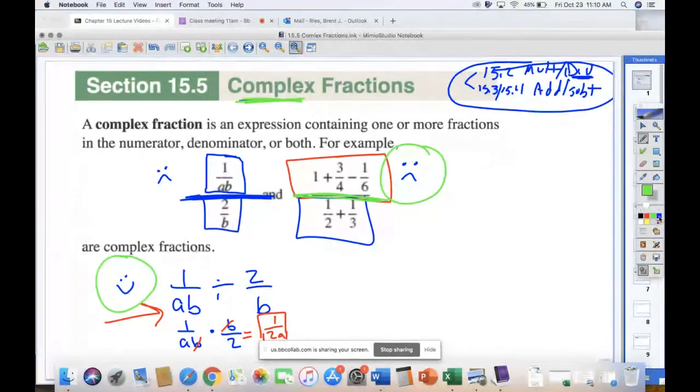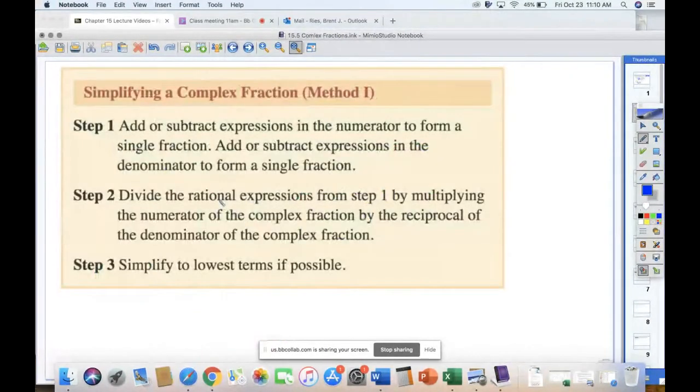So let's take a look at some problems. Well, first, we're going to get some steps. And I don't want you to write these steps down per se, how they have them, all these words. We don't need to take 4 minutes to write these down. These steps say exactly what we just saw. We are going to add or subtract expressions in the numerator to form a single fraction.